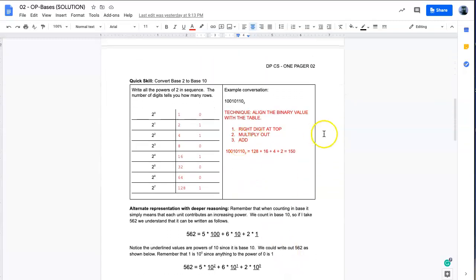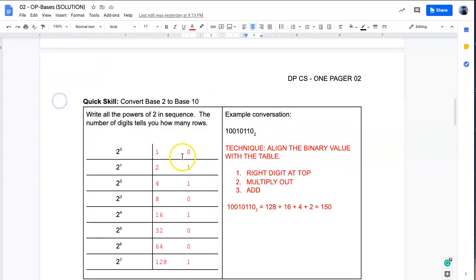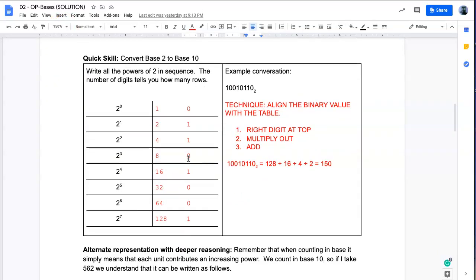So a quick skill that we want to develop here, and we can zoom in a bit, is we want to be able to convert from base 2 to base 10. And there's a bunch of ways you can do this. One way that I like to do this is the following. I take a look here, and this is the number that I want to convert from base 2 into base 10. We know that this is a binary value because there's a subscript 2 there.